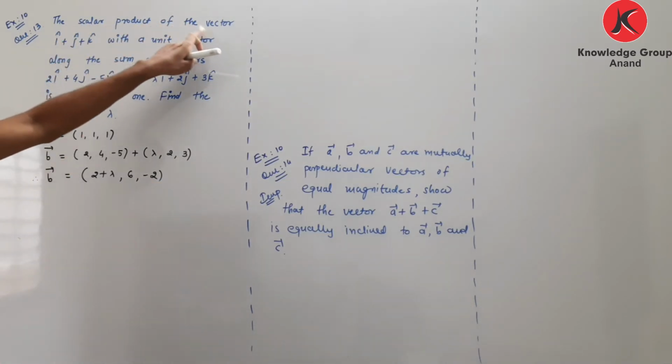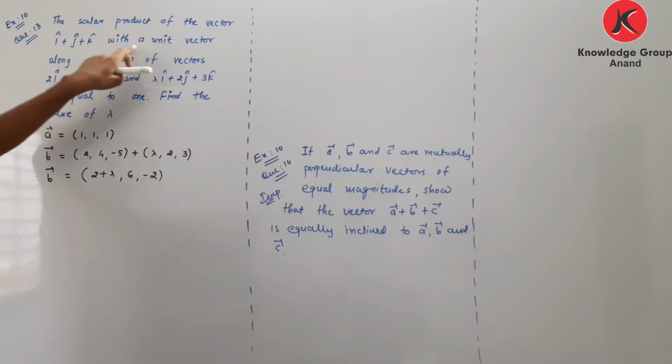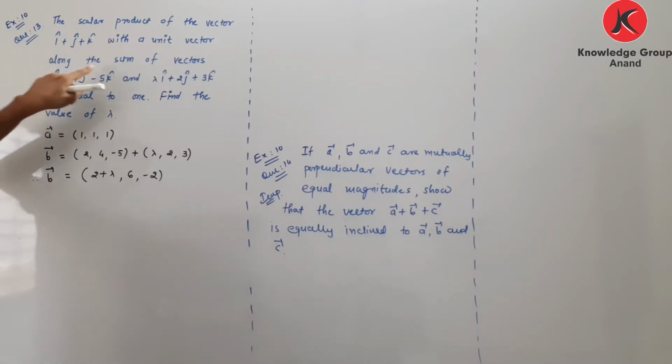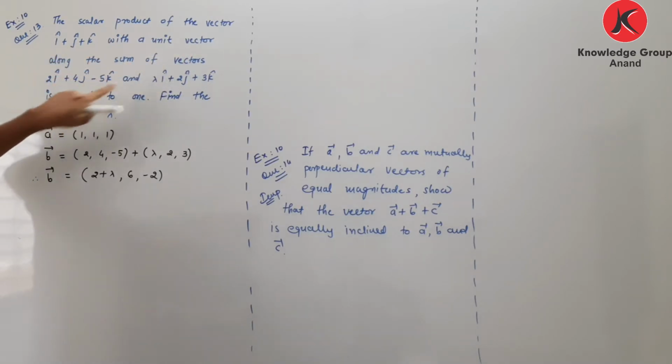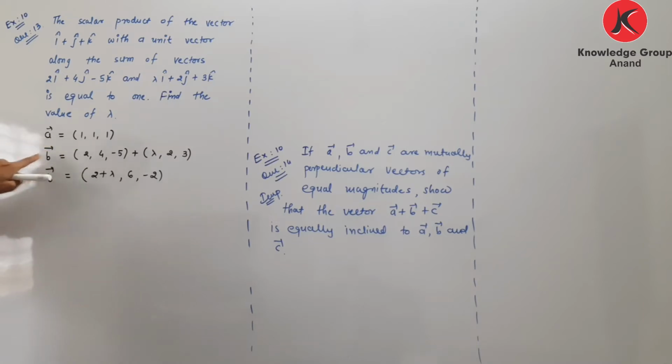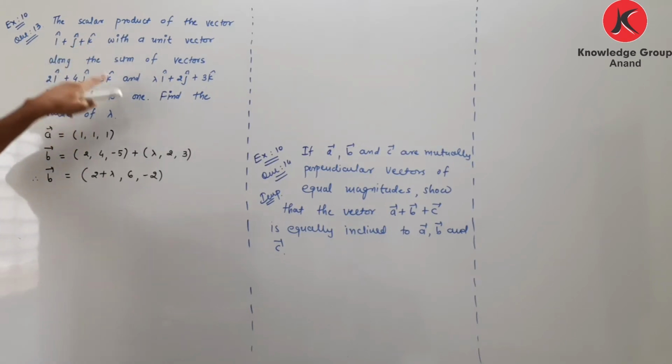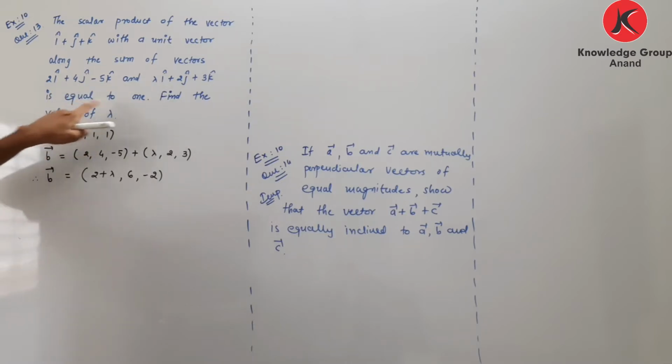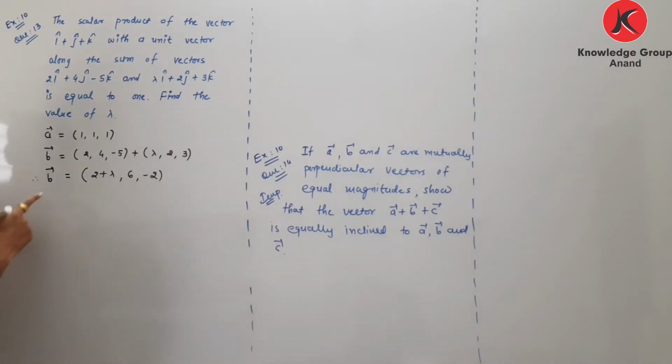The scalar product of vector A with the unit vector along the sum of these two vectors. Unit vector along the sum of these two vectors means unit vector along vector B. Therefore, we need the unit vector of B. The scalar product of vector A and B cap is equal to 1. So first of all, find the unit vector of vector B.